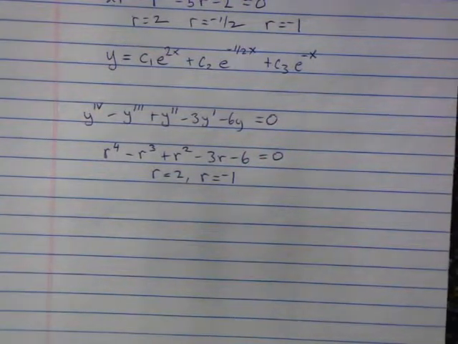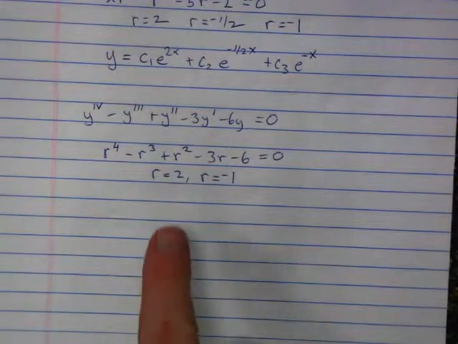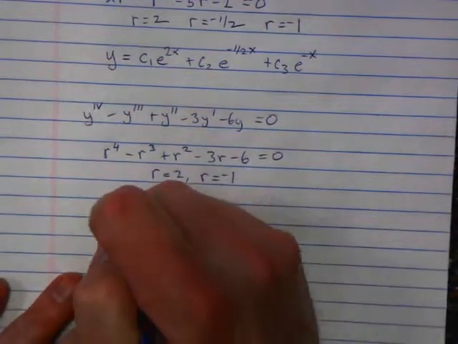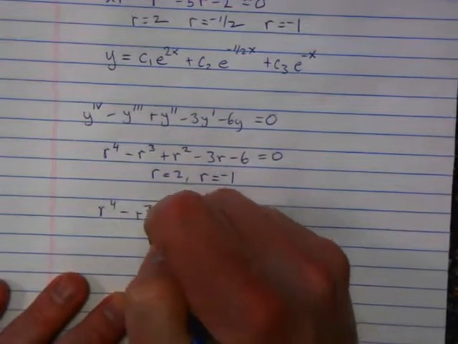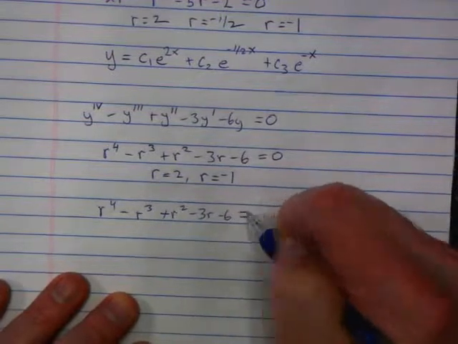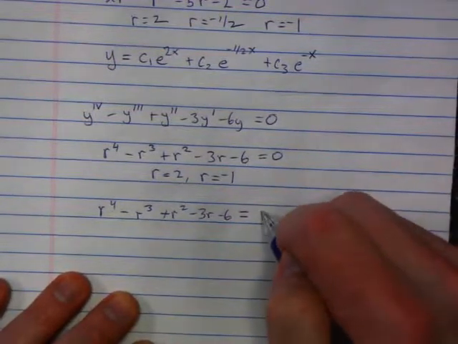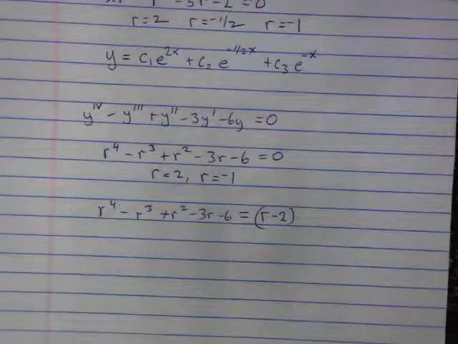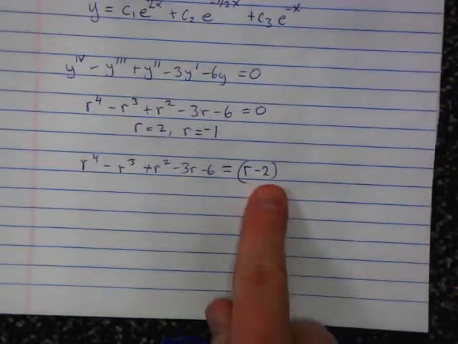How do you find the two complex answers? All right. Well, what does it mean to say r equals 2 is an answer? What that means is r to the fourth minus r cubed plus r squared minus 3r minus 6 has to factor. There has to be an r minus 2 in there. So for 2 to be an answer, I have to have an r minus 2.